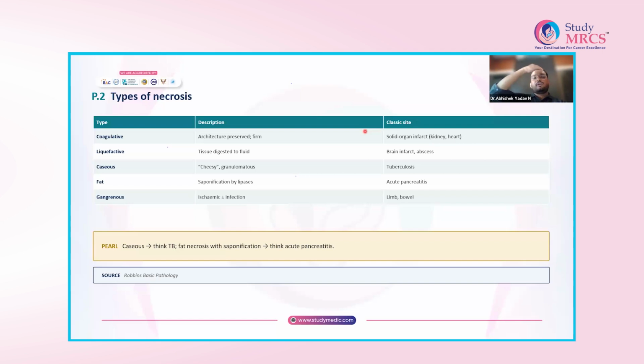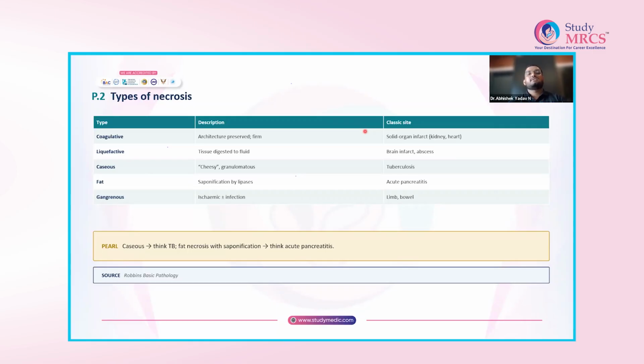So coming to necrosis, it can be of different types. Okay, we have something called coagulative necrosis. Here the architecture of the cell will be preserved, to a certain extent, so that it can be identified. The classical site for coagulative necrosis is often a solid organ like the kidney, following a kidney infarct, or following an MI in the case of the heart.